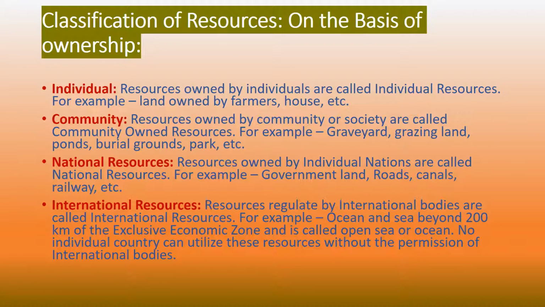National resources. Resources owned by individual nations are called national resources. For example, government land, roads, canals, railway, etc. International resources. Resources regulated by international bodies are called international resources. For example, ocean and sea beyond 200 kilometers of the exclusive economic zone, called open sea or open ocean. No individual country can utilize these resources without the permission of international bodies.